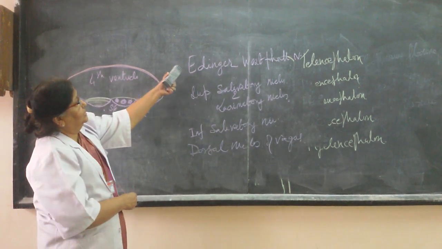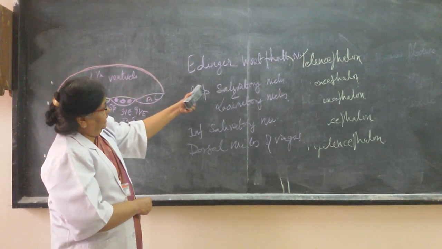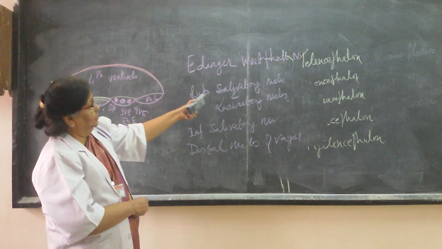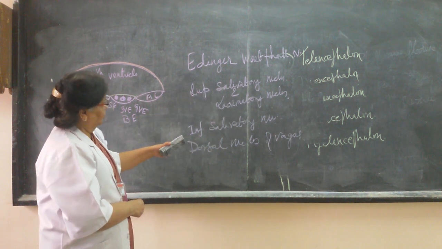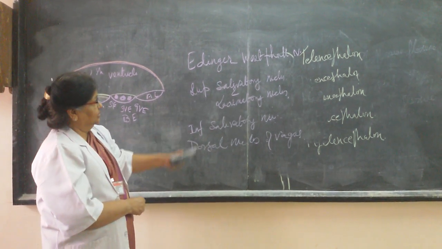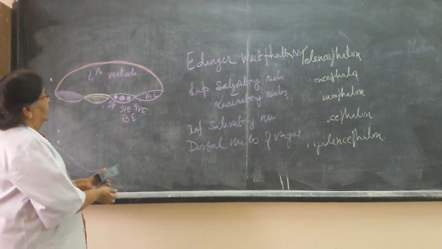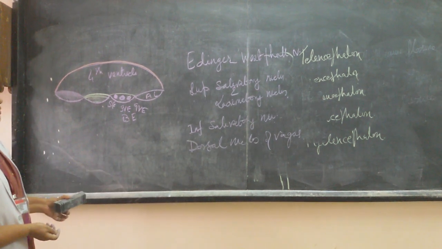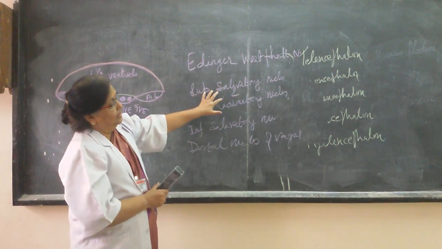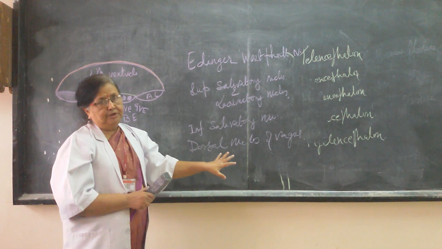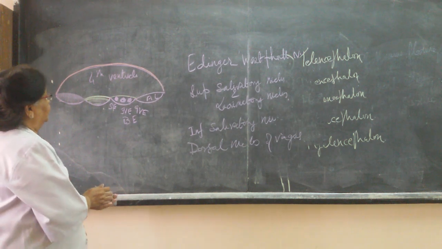The Edinger-Westphal nucleus is present in the midbrain. The superior salivatory nucleus and lacrimatory nucleus are present in the pons, and the inferior salivatory and dorsal nucleus of vagus are present in the medulla oblongata. Now, there are 12 pairs of cranial nerves, but in the 3rd, 7th, 9th and 10th we get parasympathetic fibers. Only 4 cranial nerves will have parasympathetic fibers.